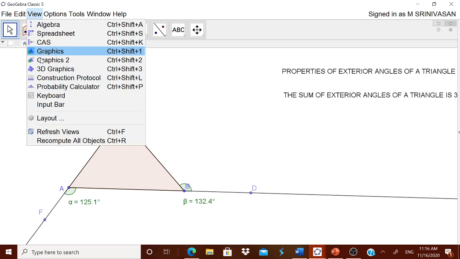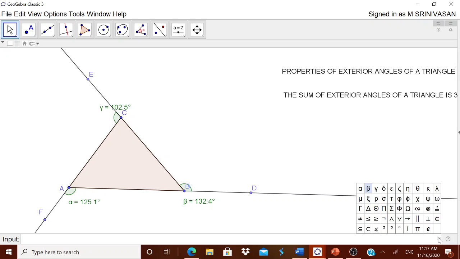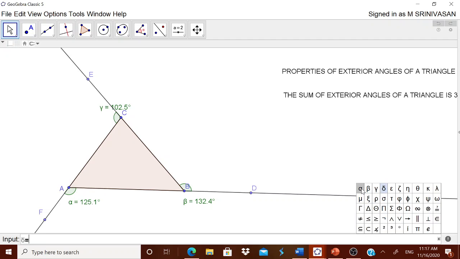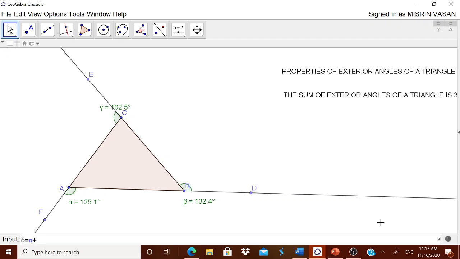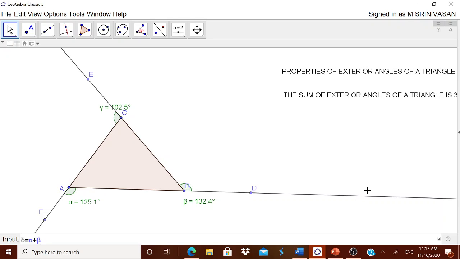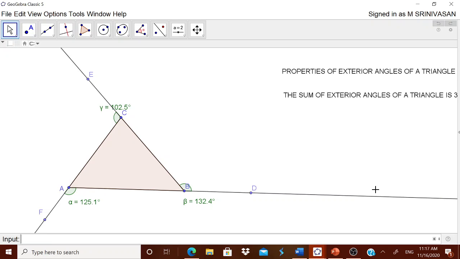For that, go to View, and in the input bar, alpha, beta, gamma have come. Now for delta, type delta is equal to alpha, plus go to beta, plus then go to gamma, then press enter.